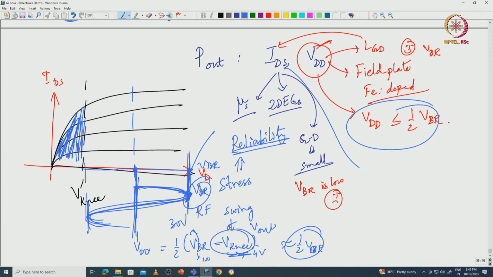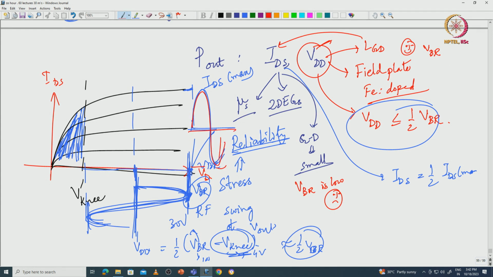Similarly, the current IDS, the way you bias it is half of the IDS max. Why? Because if this is your IDS max, you cannot go beyond that, because your gate will leak. Then this is your current swing. So you're basically biasing at this point. Your load line will look something like that. This is your load line along which you are biasing.